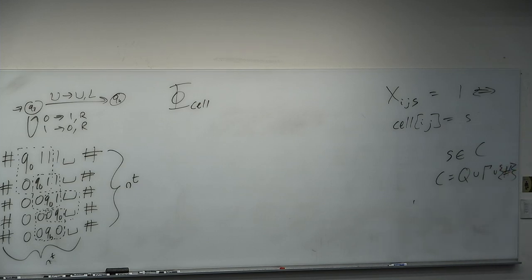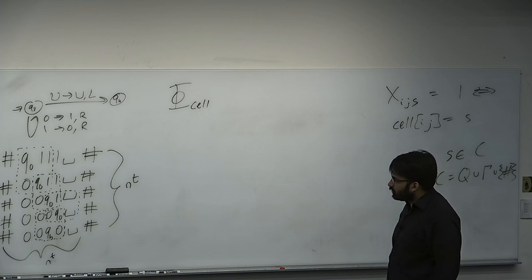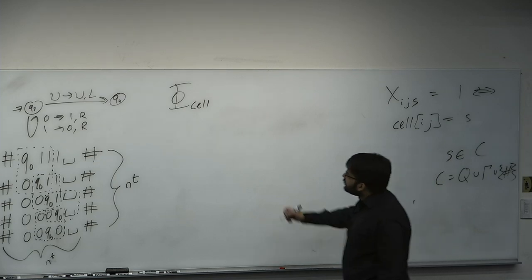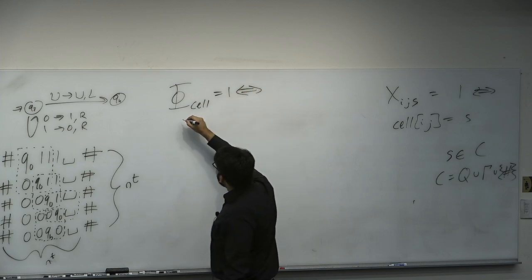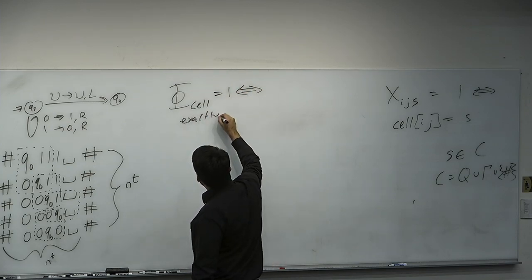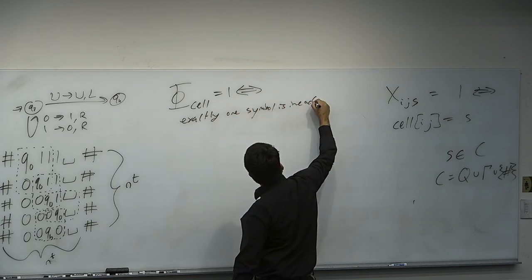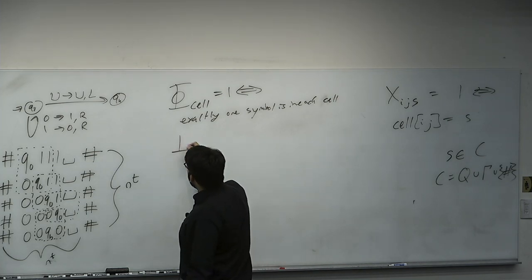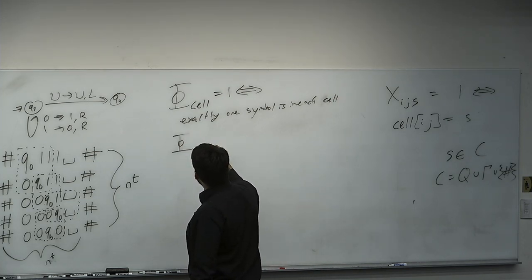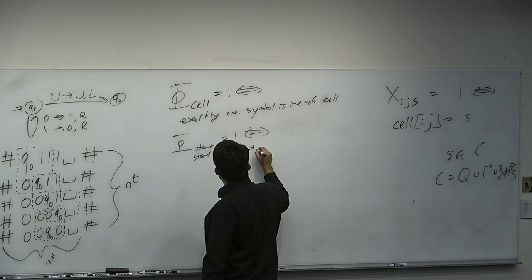It's just some symbol. These four checks are all we need to ensure that the table exists and is correct. Phi cell is going to be 1 if and only if exactly one symbol is in each cell. Phi start will be 1 if and only if the start row is the initial configuration of N on w.